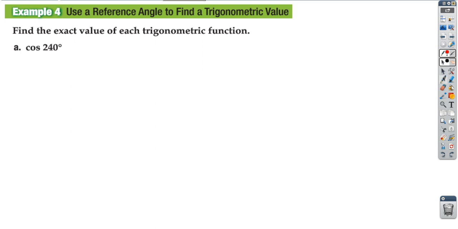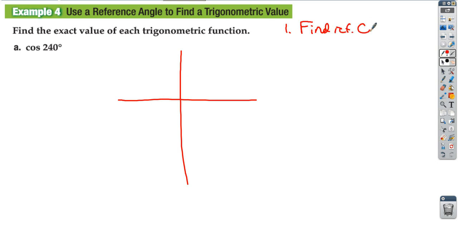It says find the exact value of cos 240. Here's what we need to do. Two steps. One, find the reference angle. It's the first step in every problem. And then two, use that 30, 45, 60 table that we just talked about. Those are our two steps. So cosine of 240, let's find the reference angle.